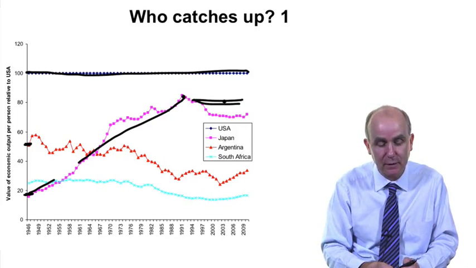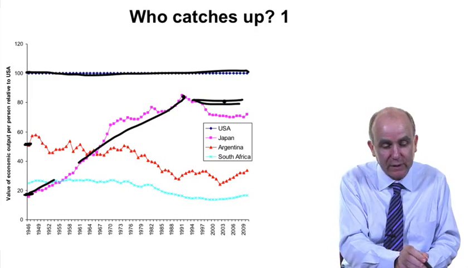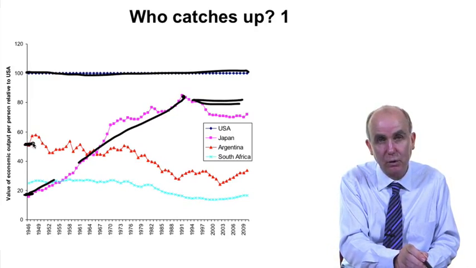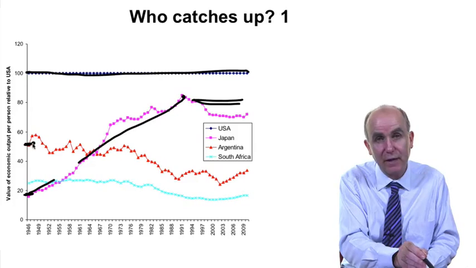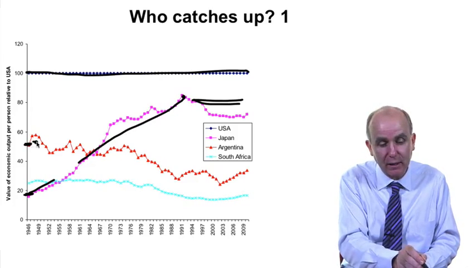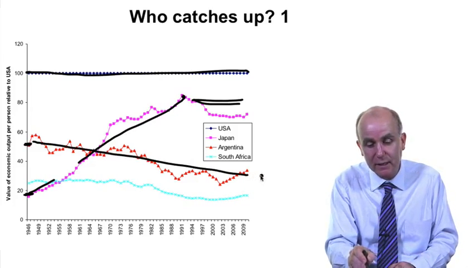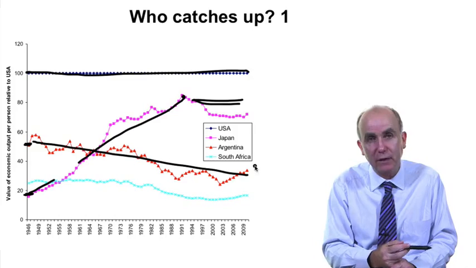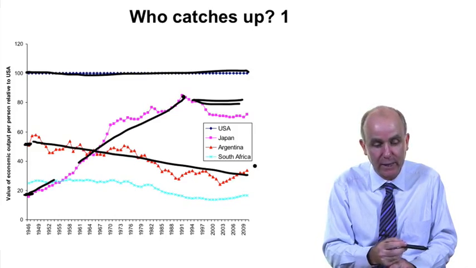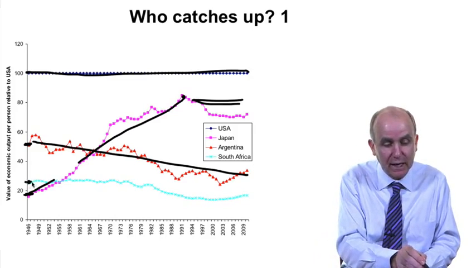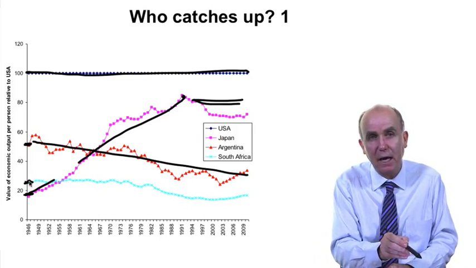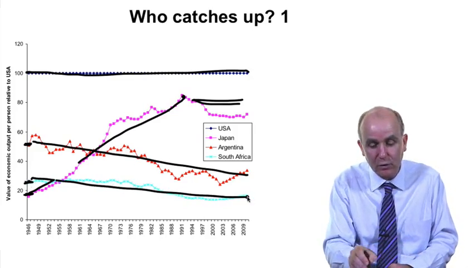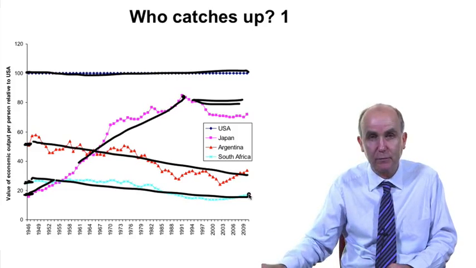Since then, you can see they've fallen back a little bit, but still remained a relatively rich country compared to the United States. Whereas, if we look at the experience of Argentina, the red line, you can see Argentina after World War II had value of economic output 50% of that in the US, but over the period since then has fallen to have just 35% of the value of economic output per person in the US. South Africa, which started at about 25% after World War II, has fallen to have 15%.